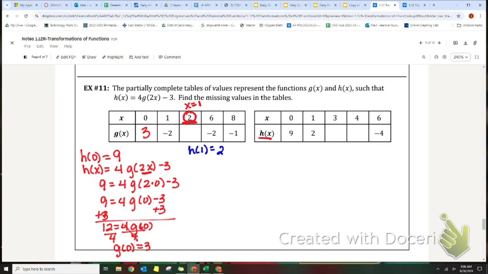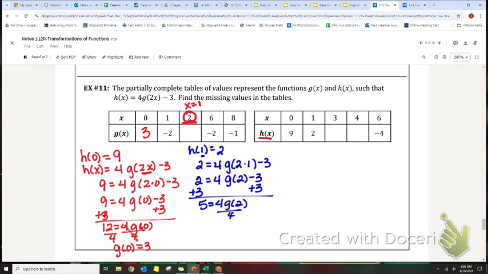And so we know, using the same equation, then that 2 is equal to 4 times g of 2x, which is, our x is the 1 right there. So 2 times 1 minus 3. So 2 equals 4 g of 2 minus 3, and then solve for g of 2. So 5 is equal to 4 times g of 2, divide by the 4. And so we get g of 2 is equal to 5/4.